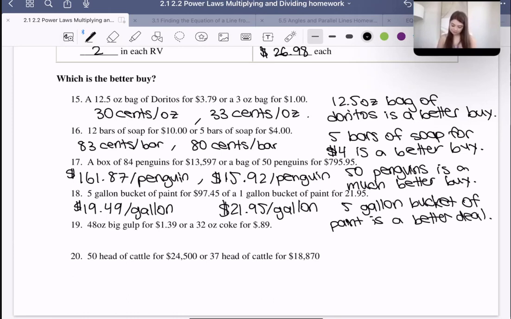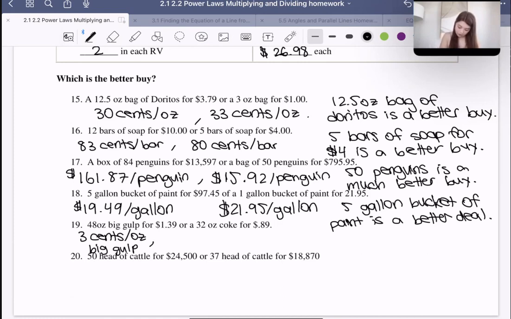Awesome. Okay. Let's see, a 48-ounce big gulp for $1.39, or a 32-ounce Coke for 89 cents. So assuming maybe we like big gulps and Coke equally, what is our better buy? Well, let's see. We have $1.39 divided by 48 ounces. That means that it's going to be about 3 cents. We're going to round up to 3 cents per ounce for the big gulp.